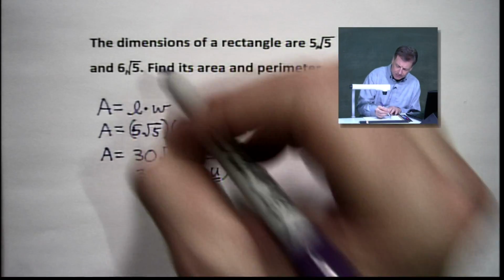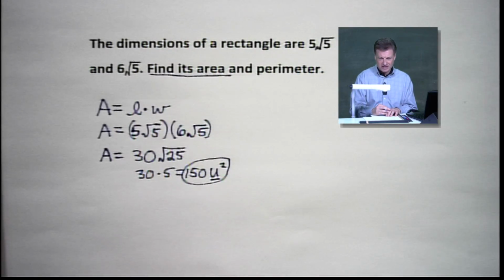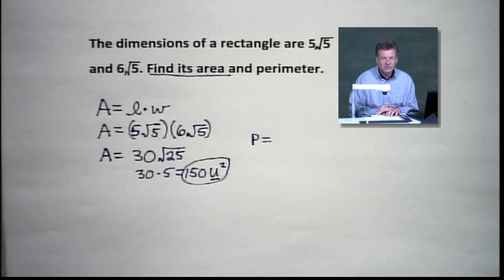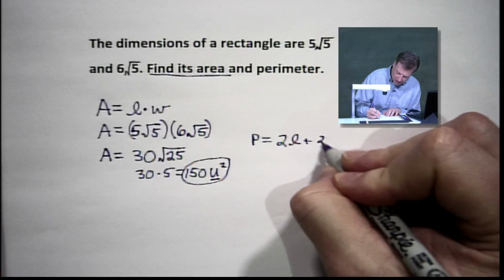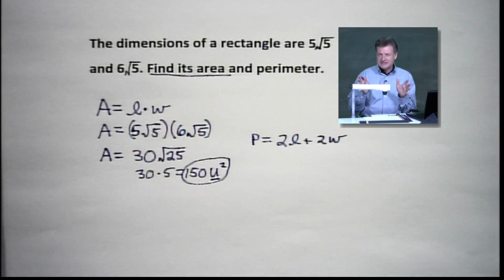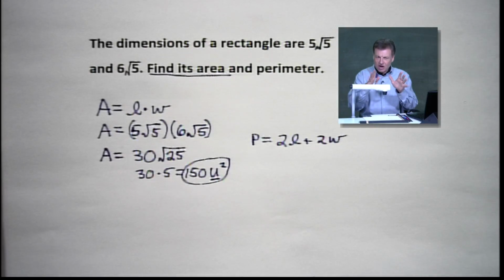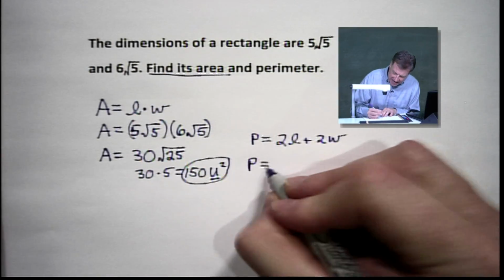Now, part 2 of this problem says, let's find the perimeter. Well, the formula for perimeter, P equals, let's see, 2 lengths plus 2 widths. It's a rectangle. So we're basically going to add all 4 sides together. There are 2 lengths. There are 2 widths. Everybody good on that? Y'all with me out there? Keep writing. Keep working.